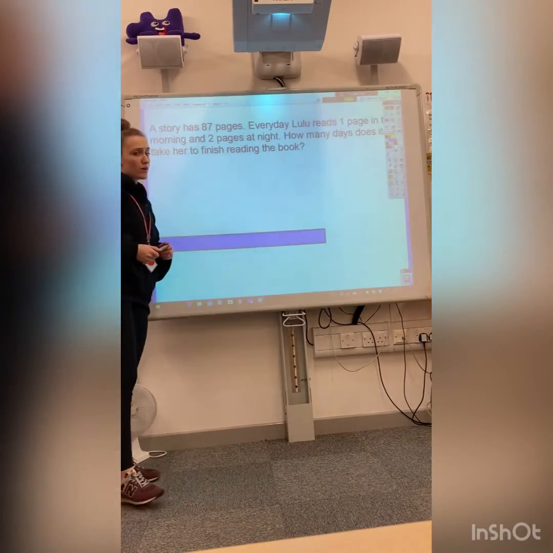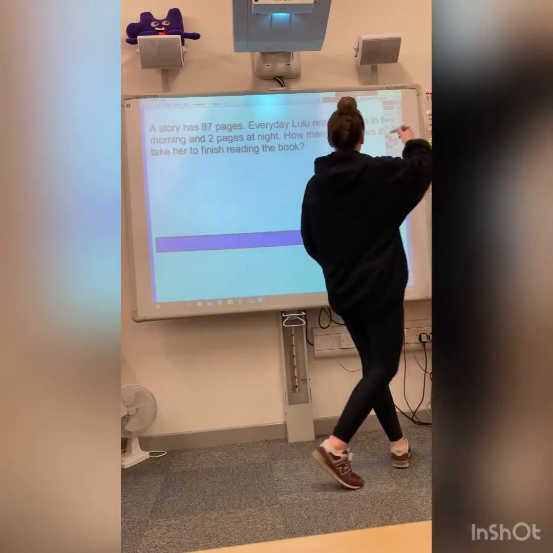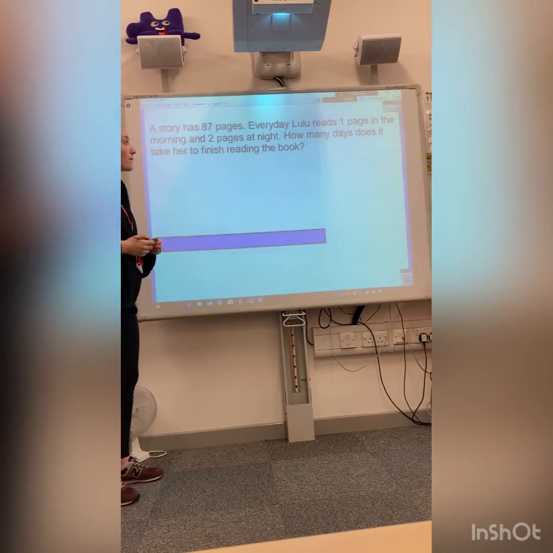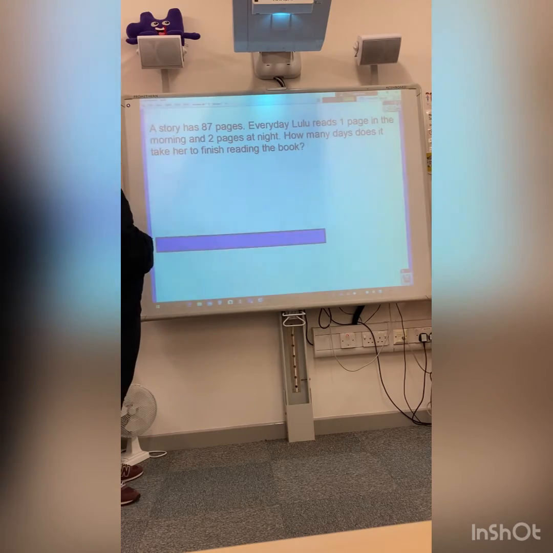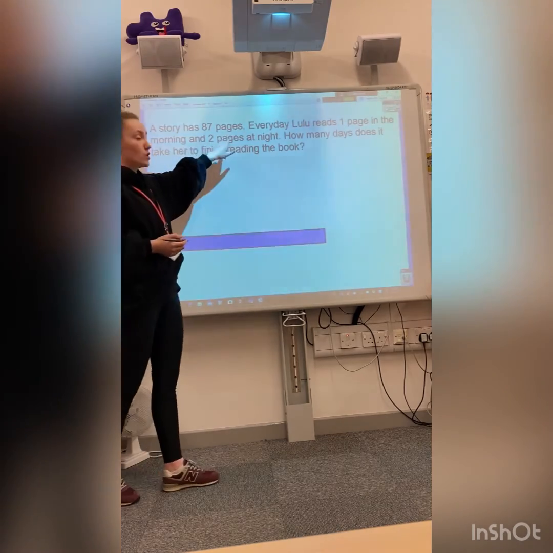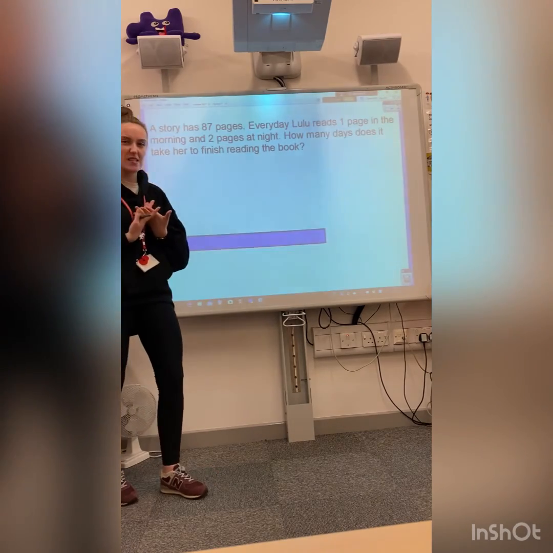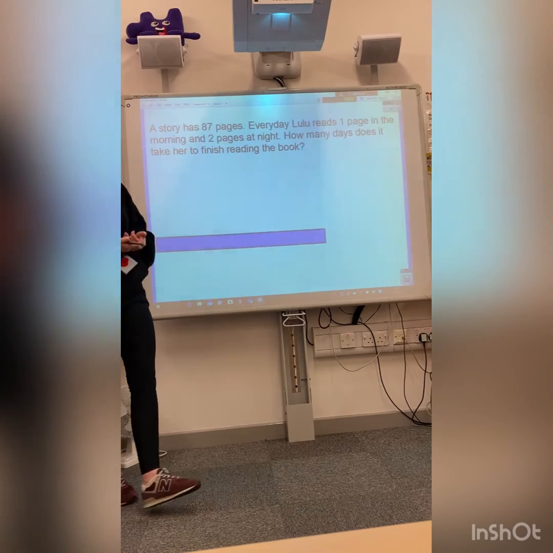A story has 87 pages. Every day Lulu reads 1 page in the morning, 2 pages at night. How many days does it take her to finish reading the book? So if she reads 1 page in the morning, 2 pages at night, we need to add those two numbers together to find how many pages she reads a day. So 1 add 2 would be 3. How many days does it take her to finish reading the book?